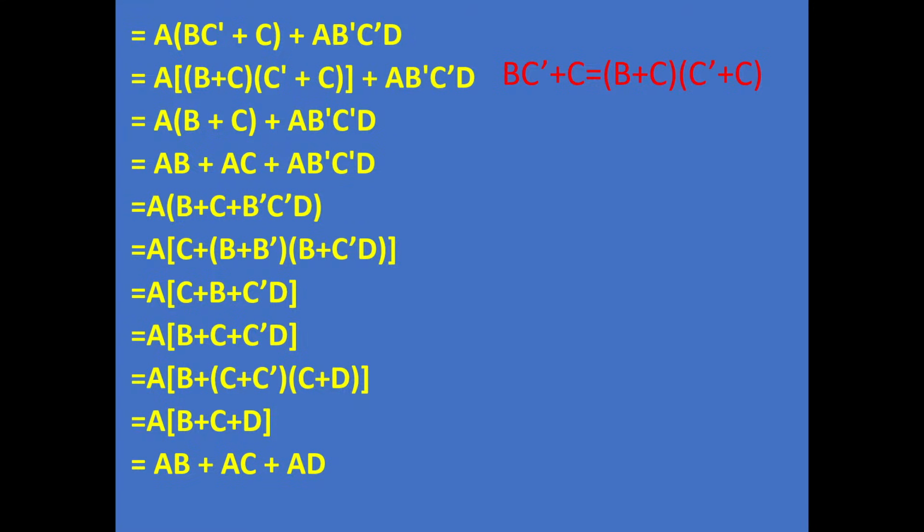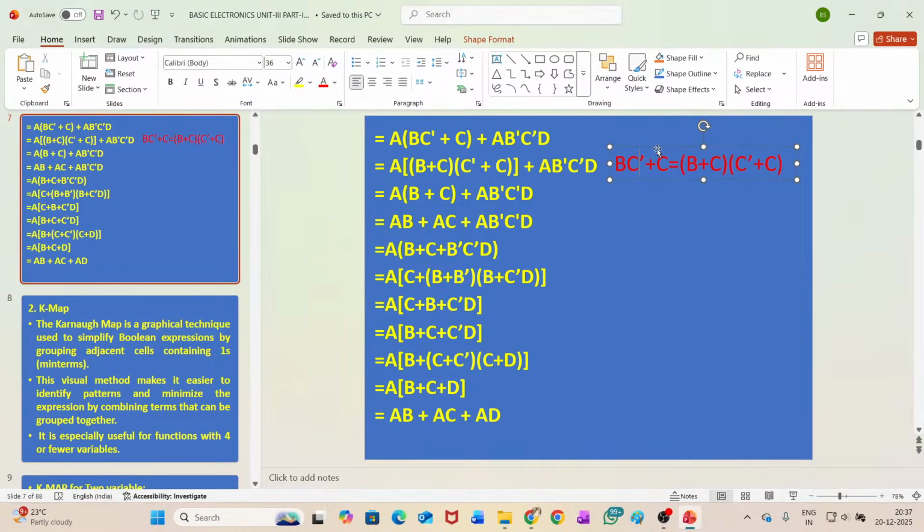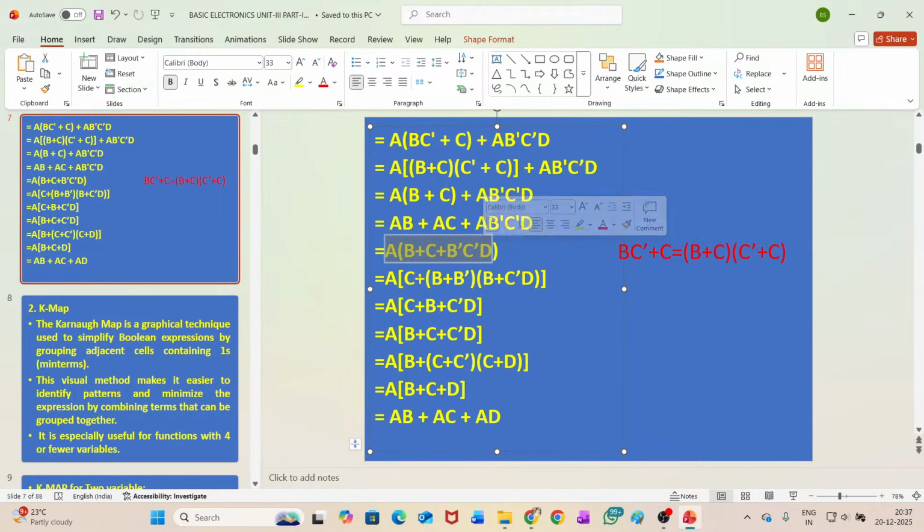So now what is here? You just take A common. What is left over? B plus C plus B bar C bar D. Once again, in this equation I have kept C aside. So what is left over? B plus B bar C bar D is there.